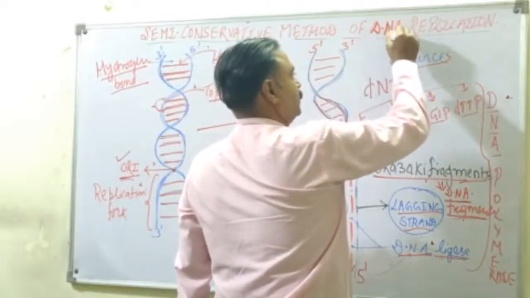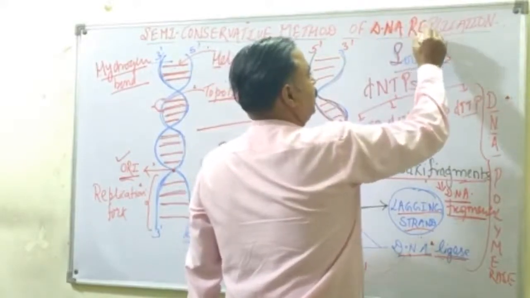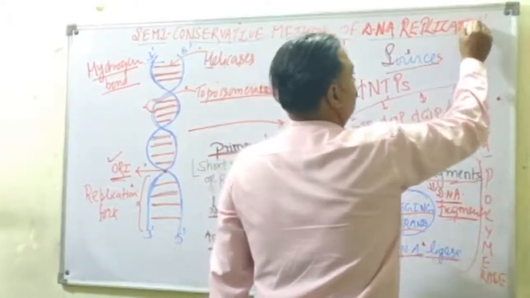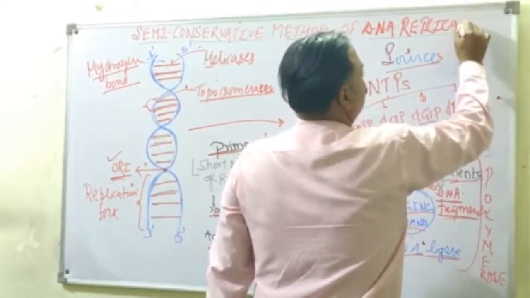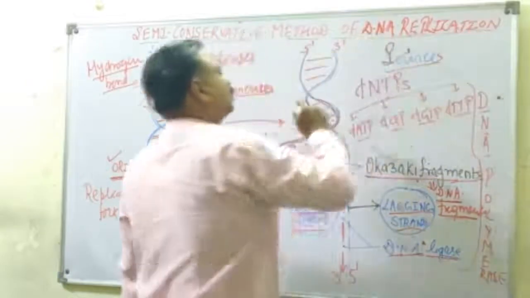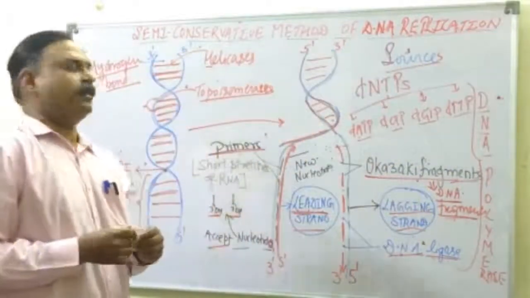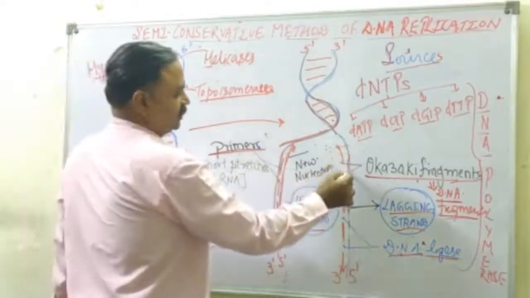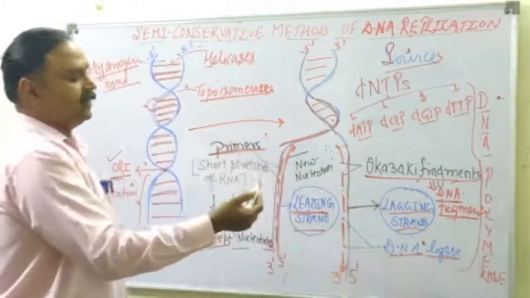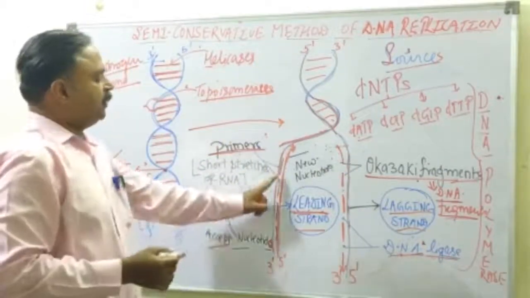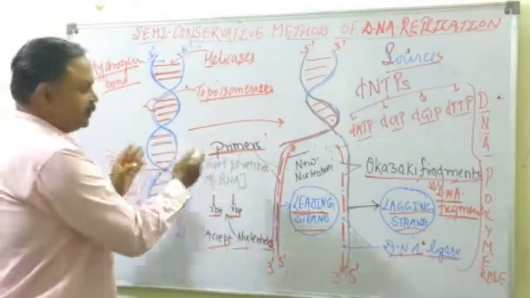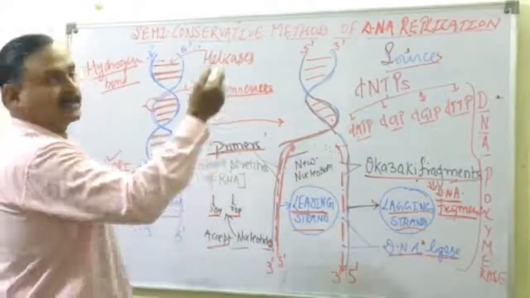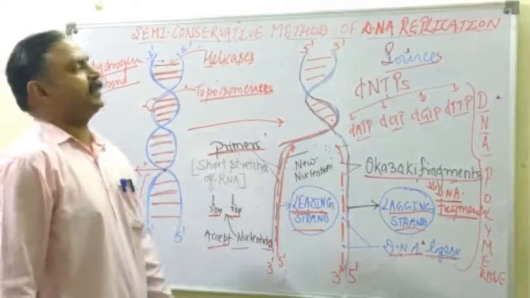Why DNA replication is called the semi-conservative method, that we will come to know in this topic. It is called semi-conservative because when the newly formed DNA is observed, one old strand is conserved. So that is why it is called semi-conservative, because one new strand and one old strand is conserved, isn't it? So let us start with the topic, that is DNA replication.